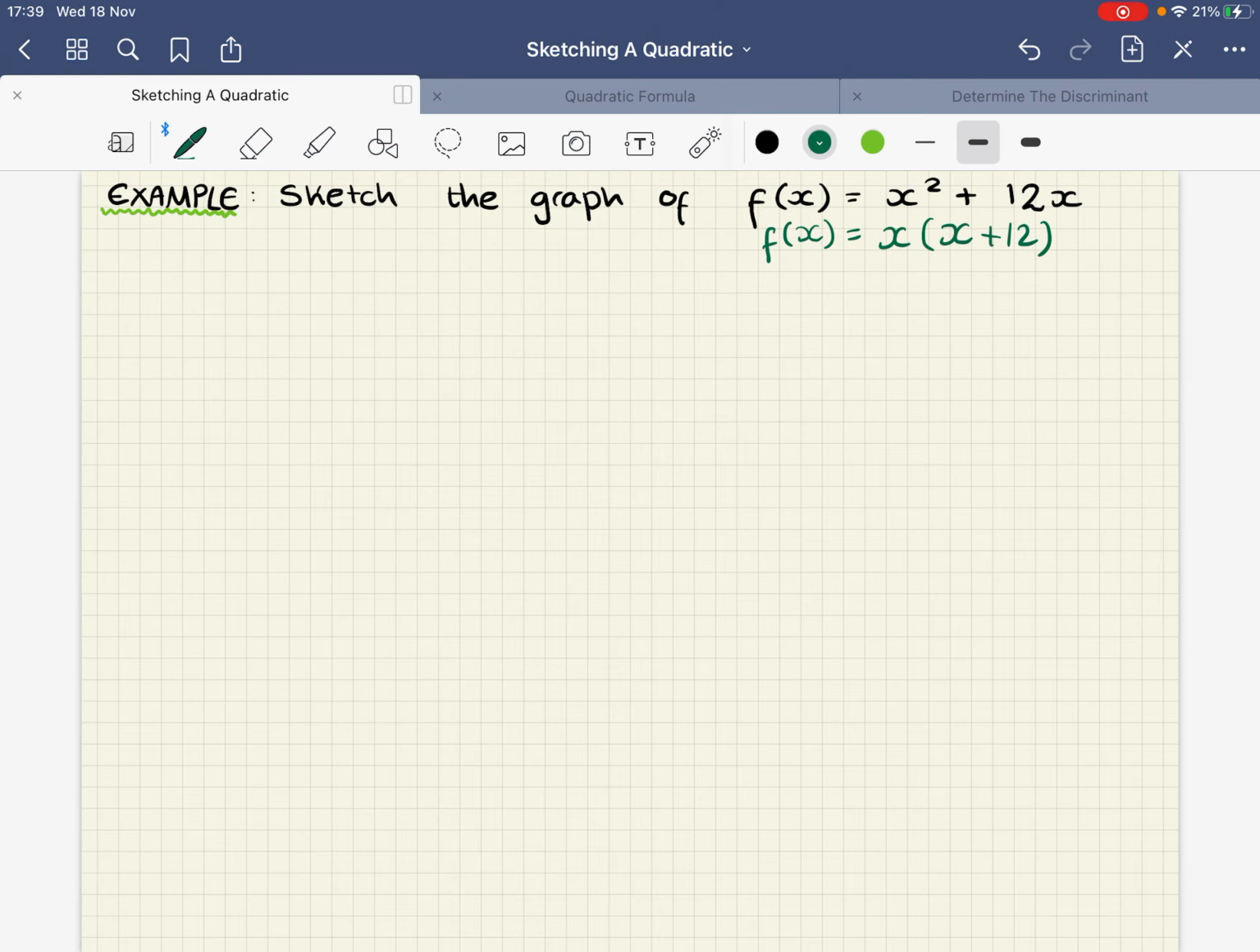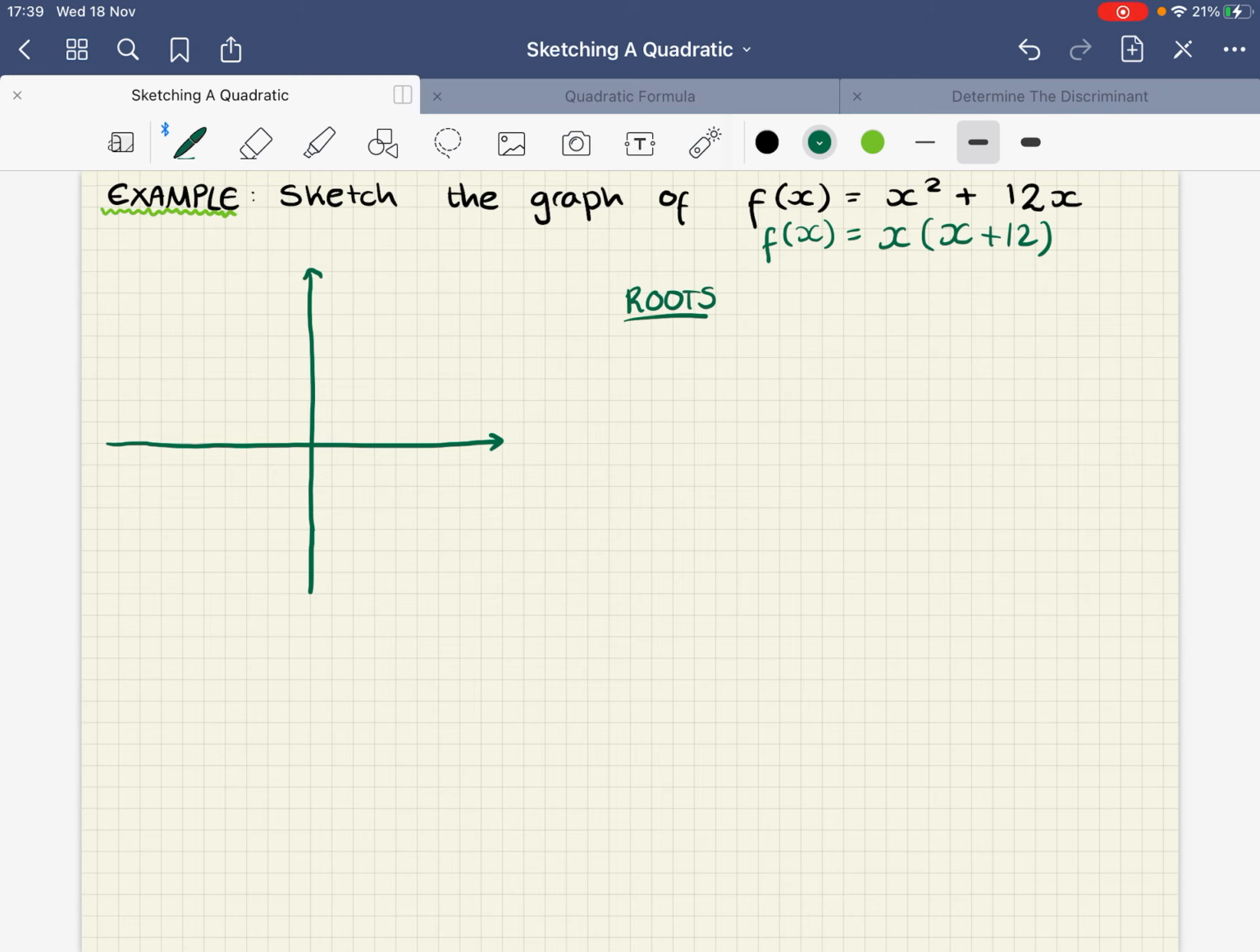And remember that f of x is another way for us to write y, so don't get thrown off by that. I'm just going to set up my axes quickly, so I can draw bits on as I discover them. Let's just draw that a little bit longer. So to start off with, I find my roots.